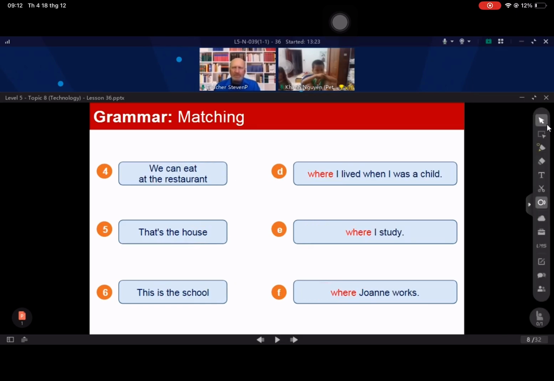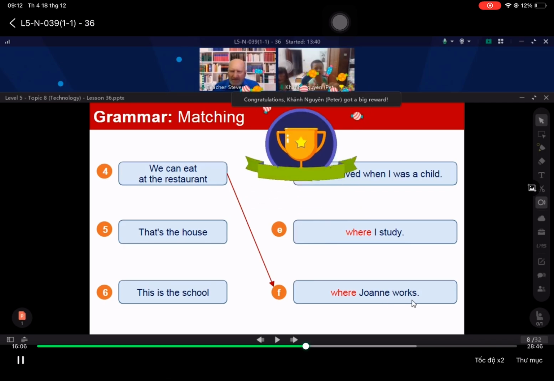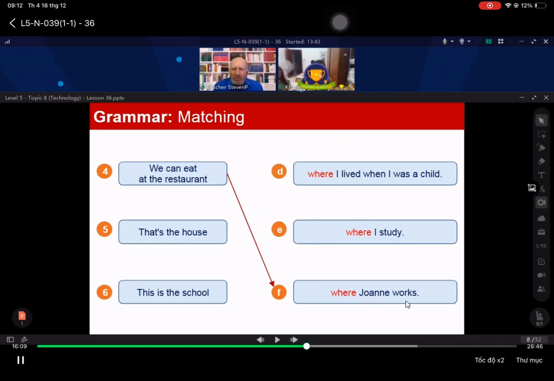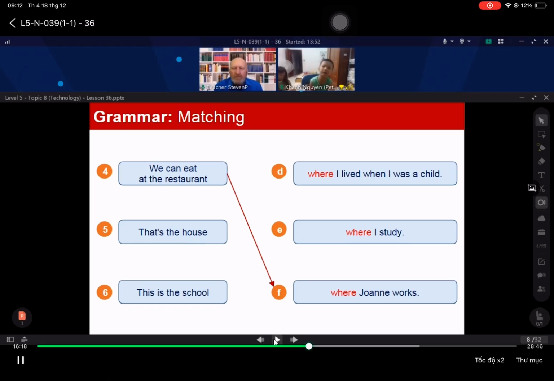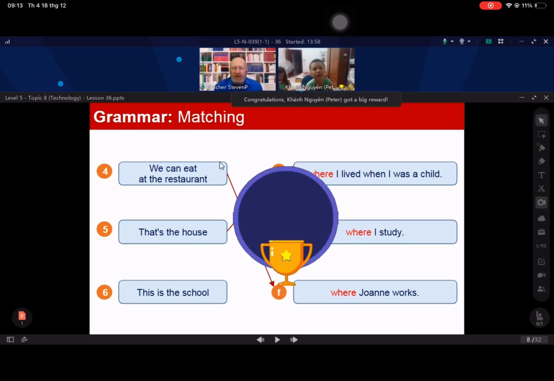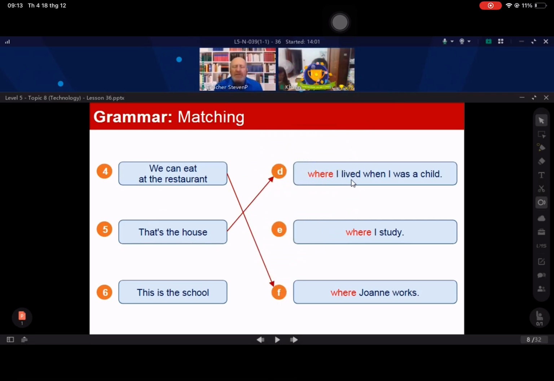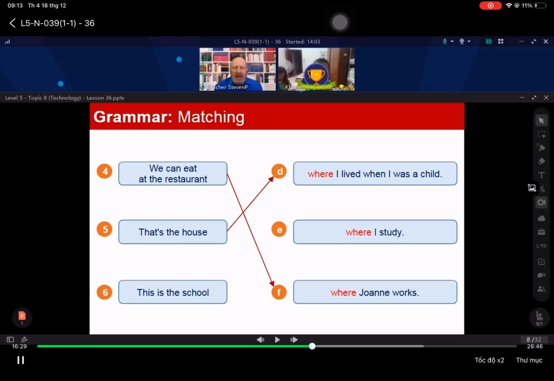Can you tell me number 4? We can eat at the restaurant where Joanne works. Very nice. That's right. Okay, good. Number 5. That's the house where I lived when I was a child. Ah, very good. Okay, and number 6.